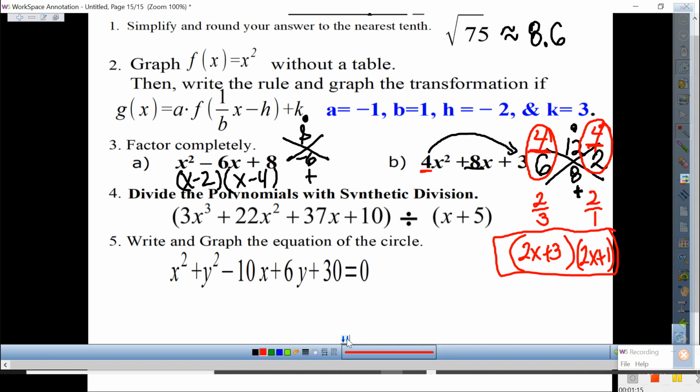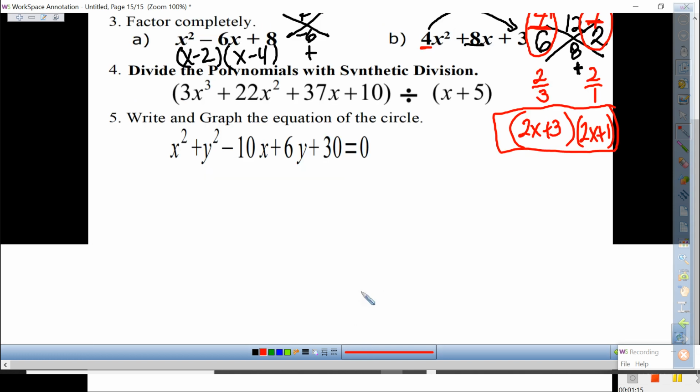All right, number 4. For the sake of time, once again, I'm not going to go through the entire process, but my divisor, we start with -5, right? Because you need to set it equal to 0 and solve. My coefficients and constants are 3, 22, 37, and 10. Bring down the 3, and we begin. What is -5 times 3?